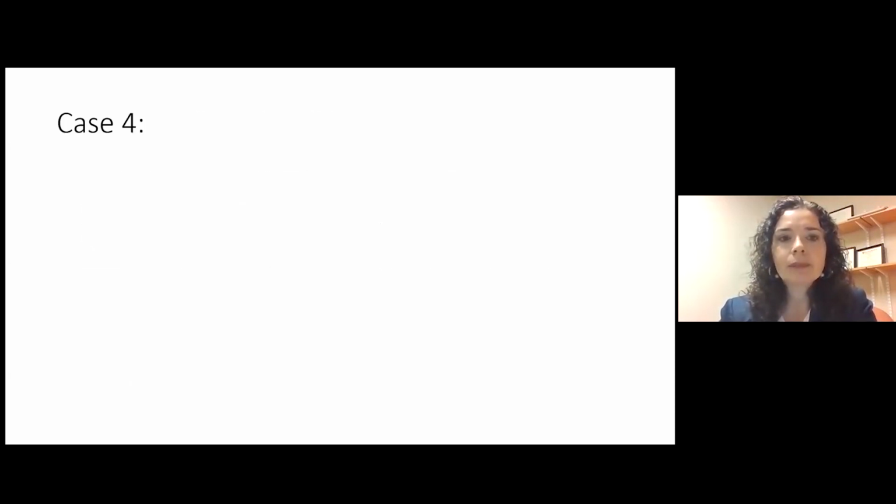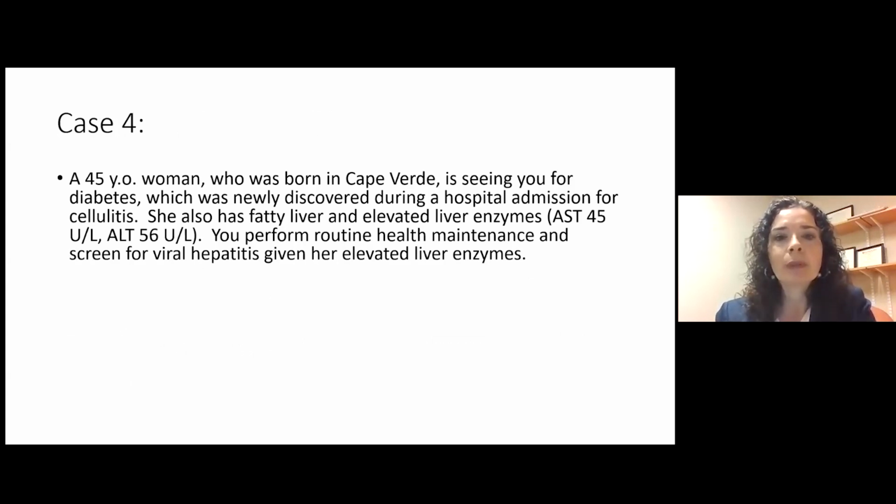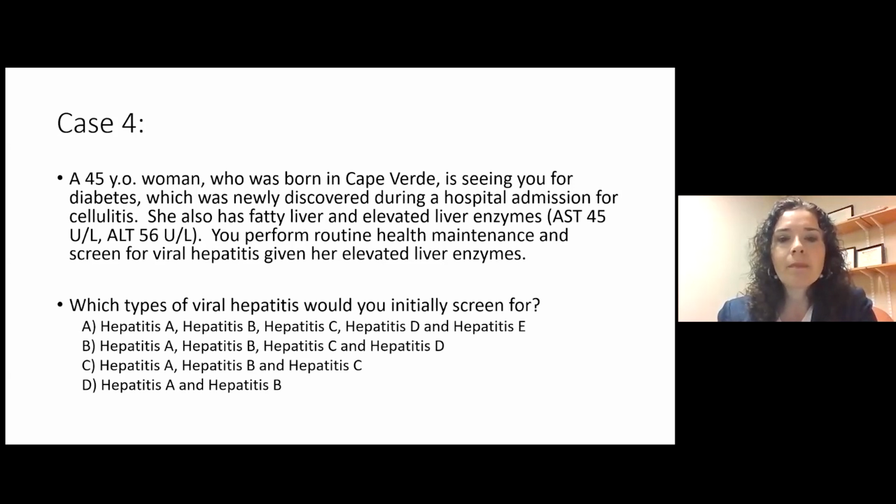Case 4, and our last case, is a 45-year-old woman who was born in Cape Verde in Africa and is seeing you for diabetes, which was newly discovered during a hospital admission for cellulitis. She also has fatty liver and elevated liver enzymes with an AST of 45 and ALT of 56. You perform routine health maintenance and screen for viral hepatitis given her elevated liver enzymes. So which type of viral hepatitis would you initially screen for in this patient coming to your office?